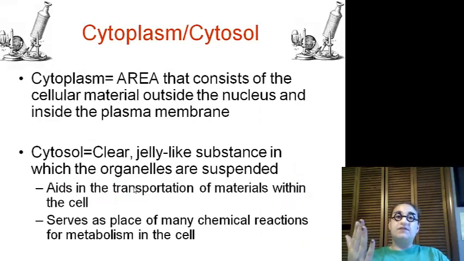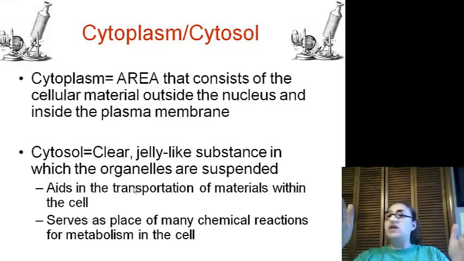The cytoplasm versus the cytosol. The cytoplasm is the area that consists between the cellular membrane and the nucleus. It is the whole area in between those two. May consist of organelles, may consist of the cytosol, which is the jelly substance, and it may consist of our cytoskeleton. But everything that lies within the plasma membrane or cell membrane and the nucleus is the cytoplasm.